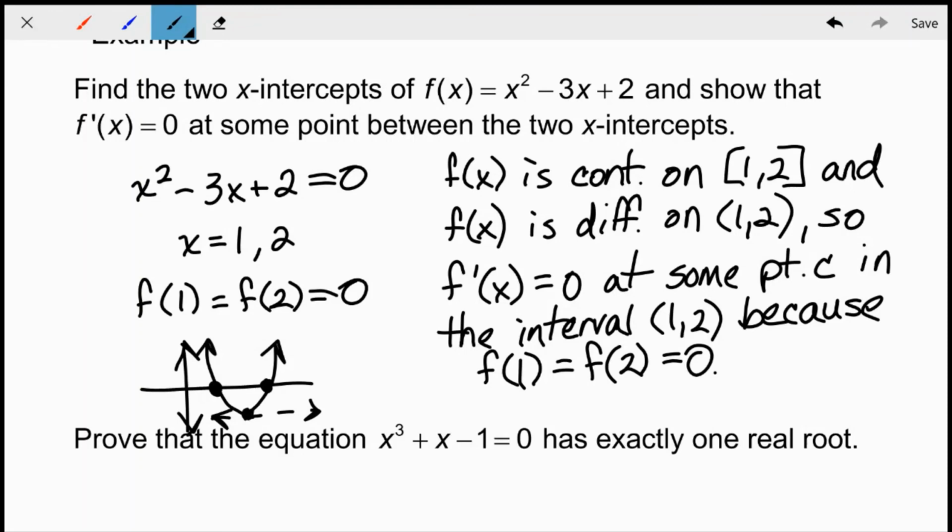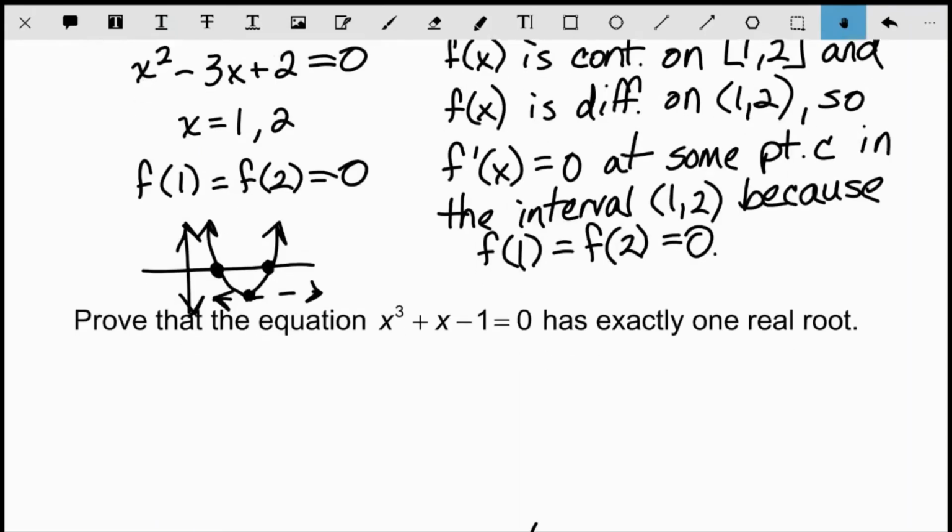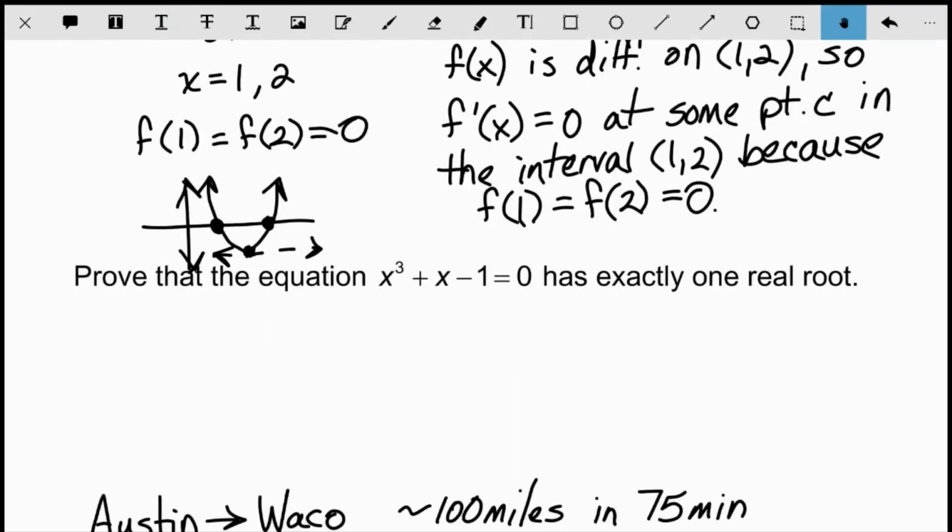Now for something like a polynomial, it's pretty obvious. When functions are a little more complex, this can be useful for us because we don't necessarily have to find those points to prove that they actually exist. All right, so the last problem here says, prove that the equation x cubed plus x minus 1 has exactly one real root. So we're going to use Rolle's theorem. We're going to use it in a little bit different way.